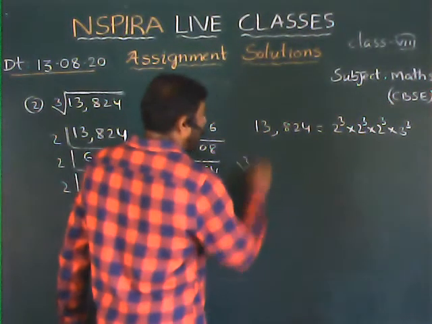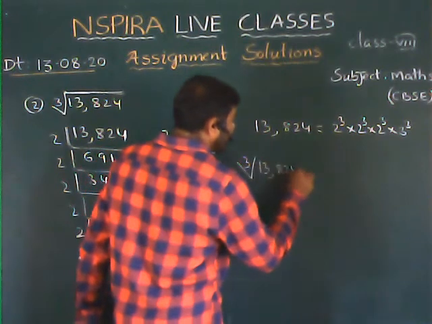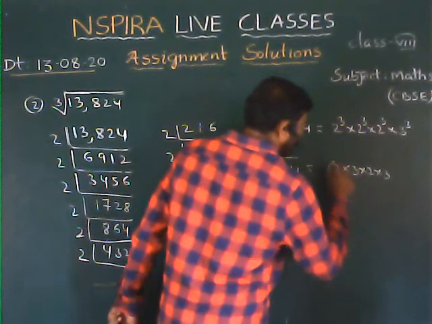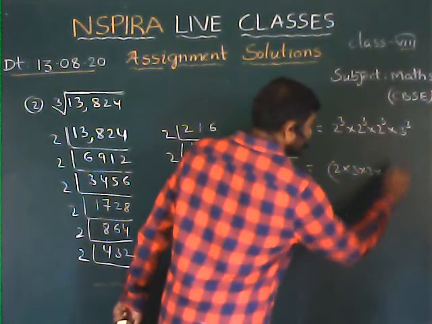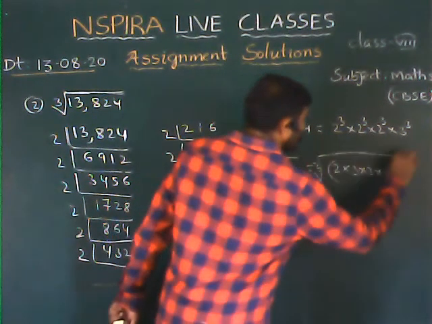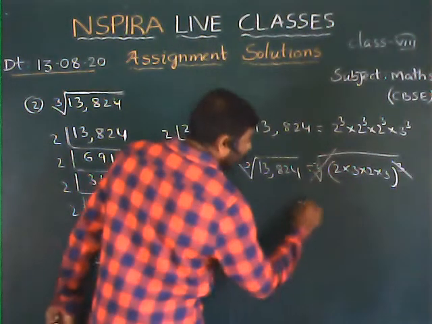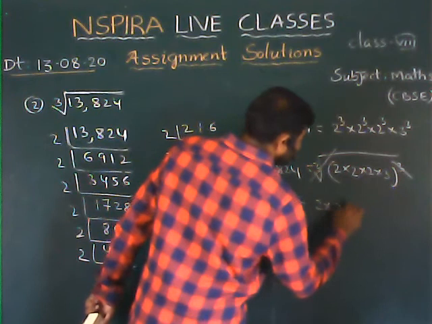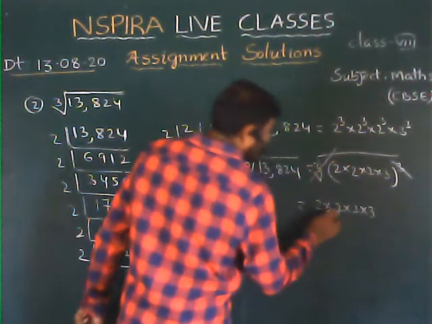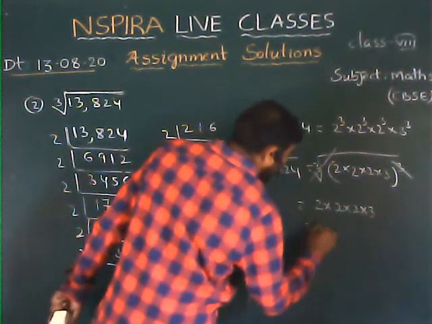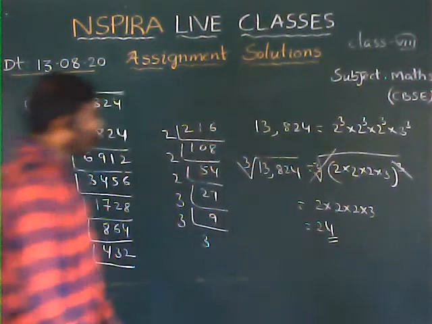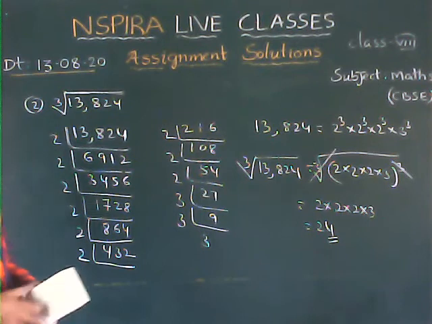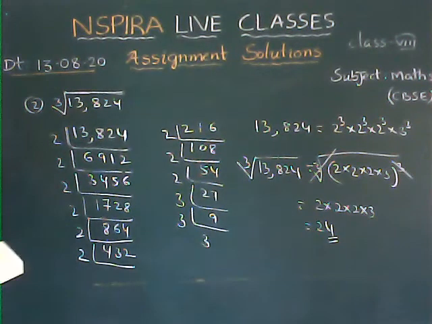So now the cube root of 13,824 is equal to the cube root of (2 into 2 into 2 into 3) whole cube. Now the cube root and whole cube cancel. We will get 2 into 2 into 2 into 3. 2 2s are 4, 4 2s are 8, 8 3s are 24. So the cube root of 13,824 is equal to 24. So this is the second sum solution.